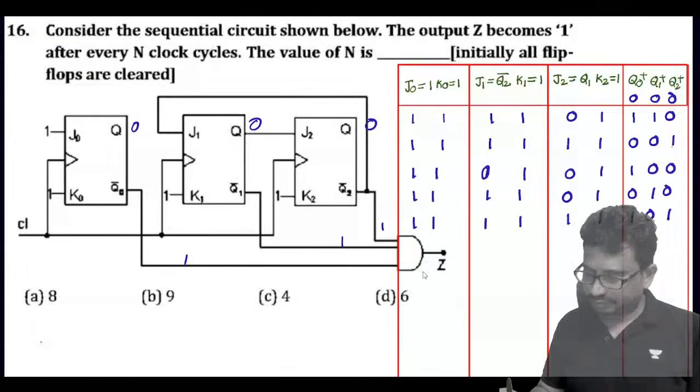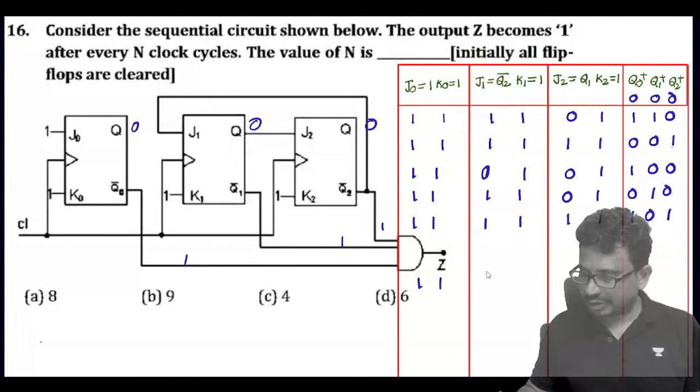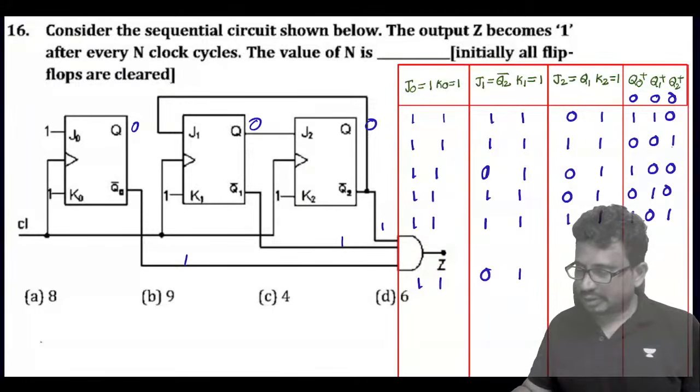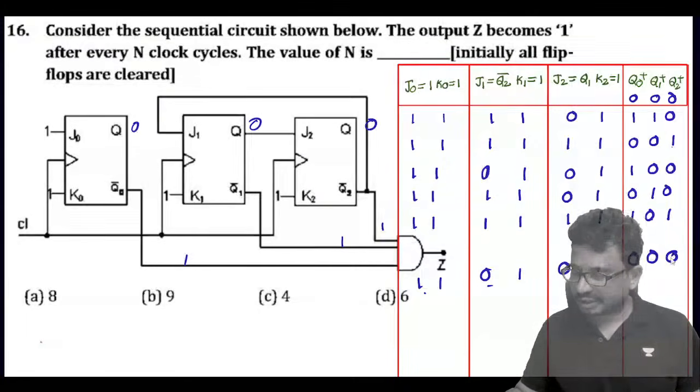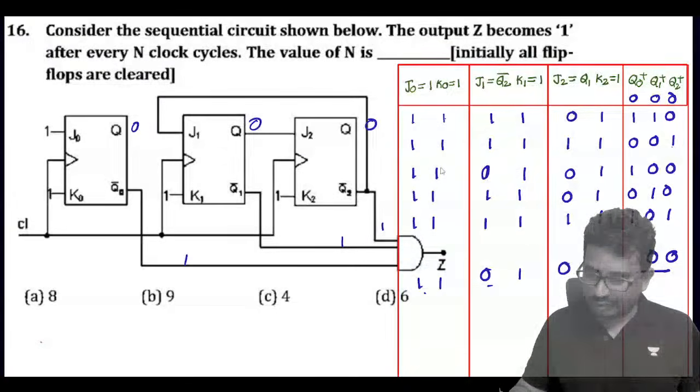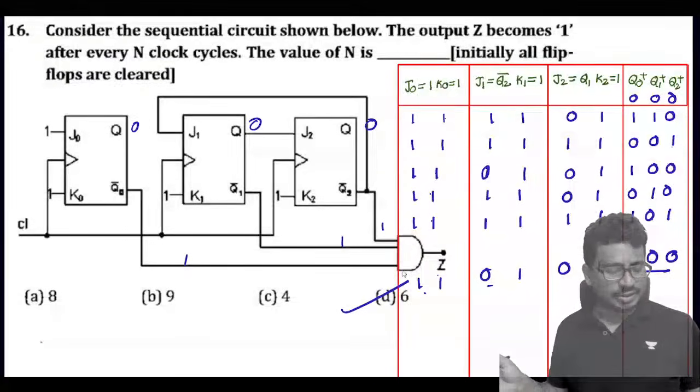Next we have 1 1. Q2 bar is 1, Q1 is 0, this is 1. 1 1 toggle, 0 1 reset, 0 1 reset. Yes. 1, 2, 3, 4, 5, 6. So 6 clocks.